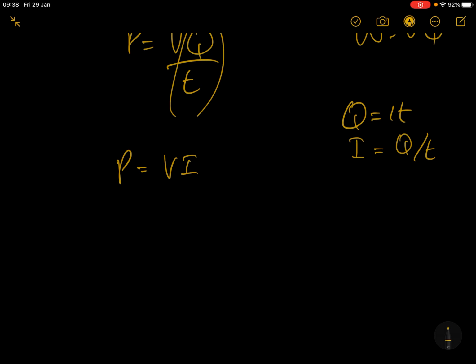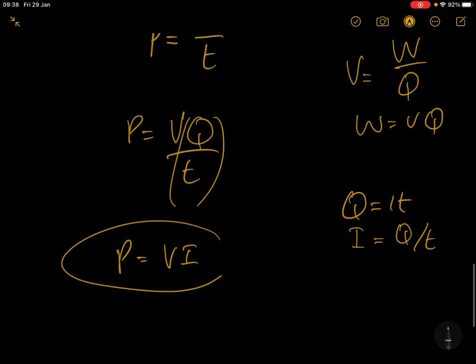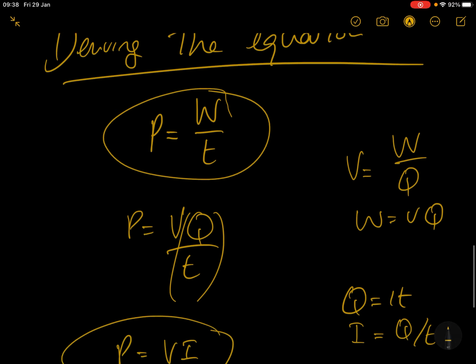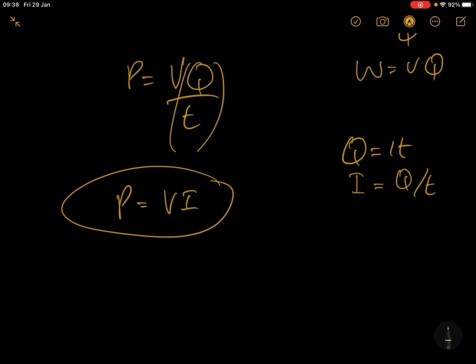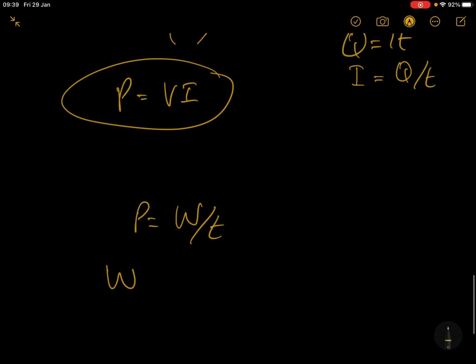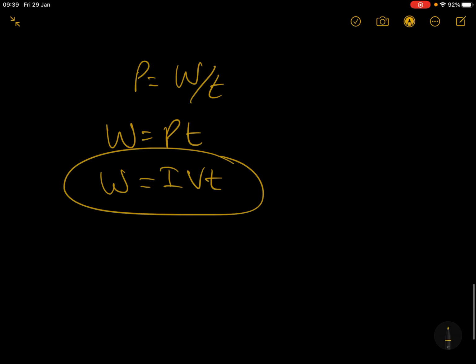The final equation, which again does come up and people forget it, is combining this equation and this equation. So power is energy divided by time. Let's rearrange that for energy. Energy is power times time. Power is current times voltage. So energy equals IVT.